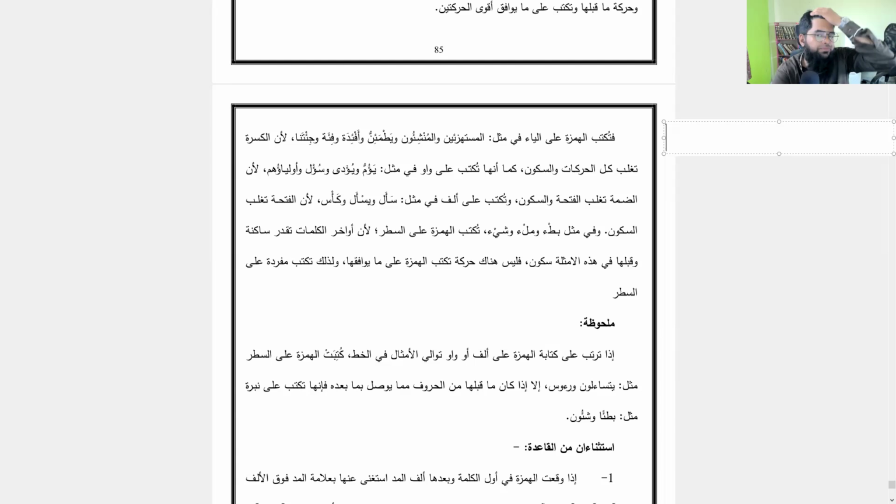If you want to make a rule, the last Hamza, Hamzatul mutatarrifa, they explain that if you look at the previous letter, if the previous letter has a sukun, you write it on the line. لأن أواخر الكلمات تقدر ساكنة. But if you just remember the word thing, middle letter, last letter, all that, forget it. Forget all that. As you remember the four rules, the first set, it is assumed that it is a sukun. وقبلها في هذه الأمثلة سكون. The previous letter is also sukun. فليس هناك حركة تكتب الحمزة لما يوافقها. So there's no haraka. So you'll write it on the line. لذلك تكتب مفردة على السطر. That is why it's written on the line.